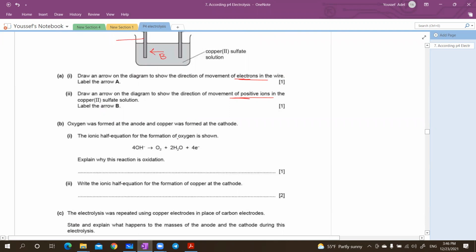Write the ionic half equation for the formation of oxygen. Explain why this is oxidation. Oxidation is electron loss, so because electrons are lost. Write the ionic half equation for the formation of copper at the cathode. The copper ions will gain electrons to change to copper atoms at the cathode.